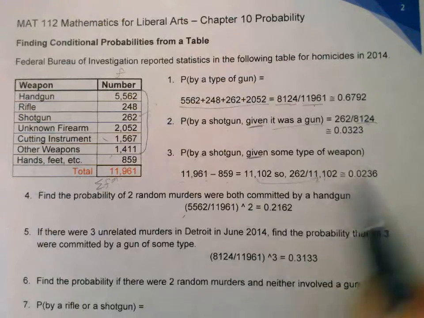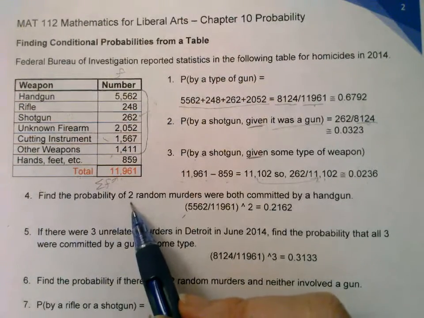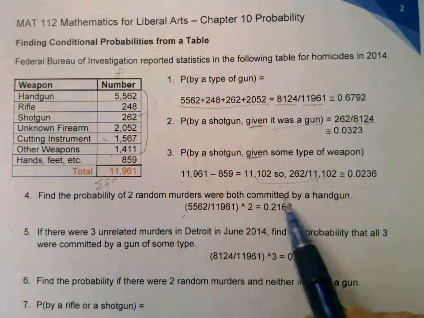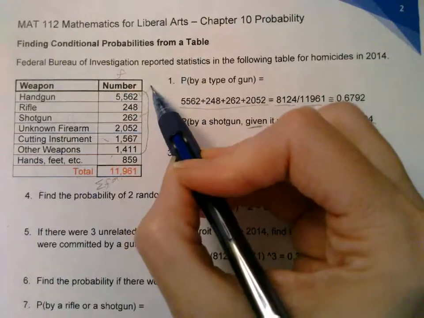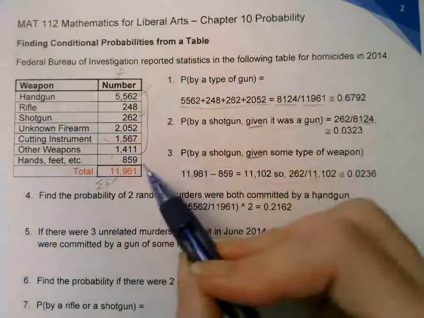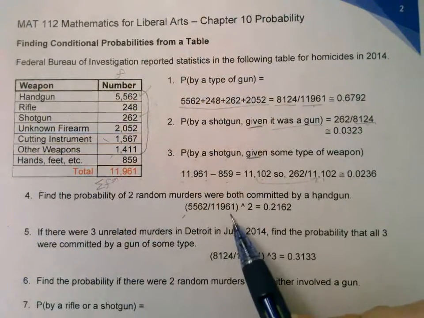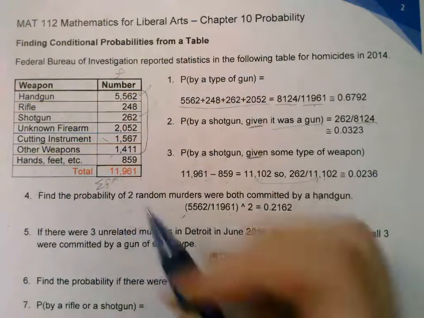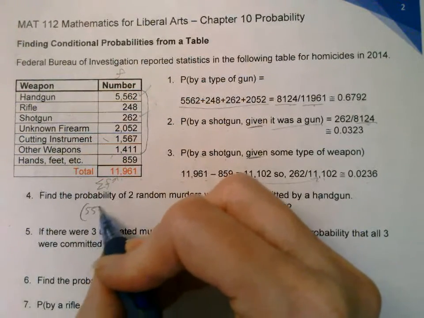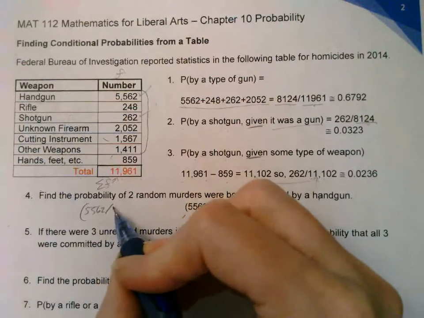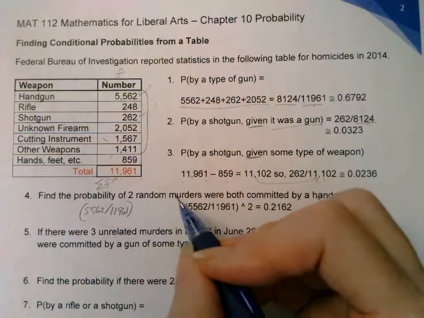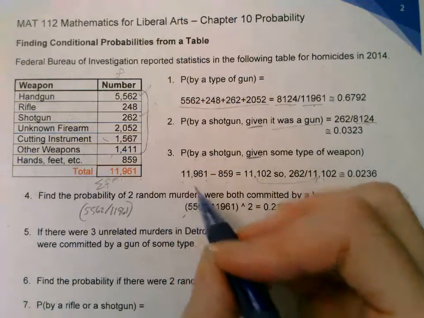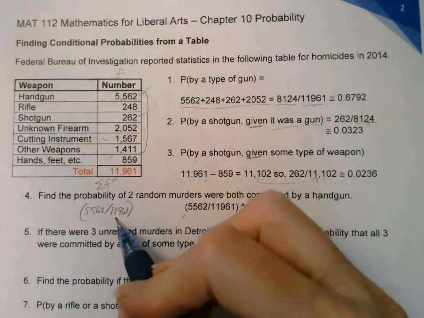Okay. Find the probability that 2 random murders were both committed by a handgun. So the probability of a handgun up here over the total is here, and that would be for the first one. So 5562 divided by 11961. That is the probability the first random non-related murder was committed by a handgun.